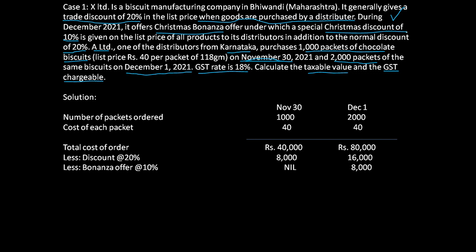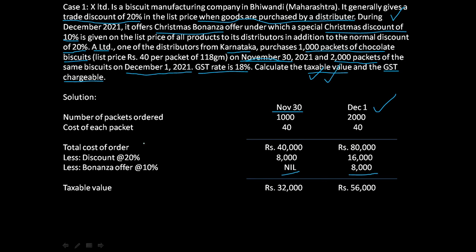Okay. Now, 10% will not be applicable on November, but it will be applicable on December. So that's why we have written nil over here, and we have calculated the 10% discount under December 1st. So it comes to 10% of 80,000, which comes to 8,000. Okay. So now what is the total? Taxable value is 32,000 and 56,000. Now we have finished this portion.